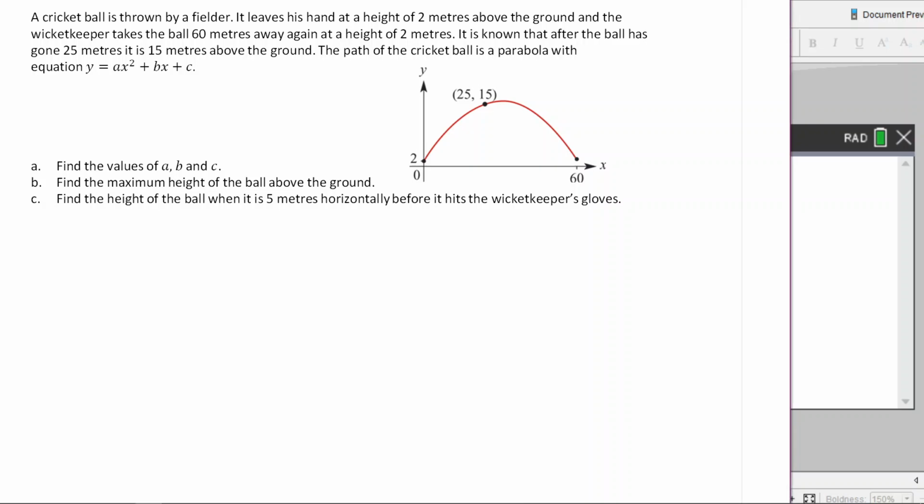Welcome. So we're going to answer this question before us. Let's give it a read. It says a cricket ball is thrown by a fielder. It leaves his hand at a height of 2 meters above the ground. So a height of 2 meters above the ground.